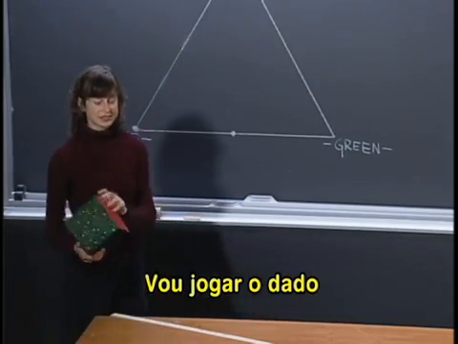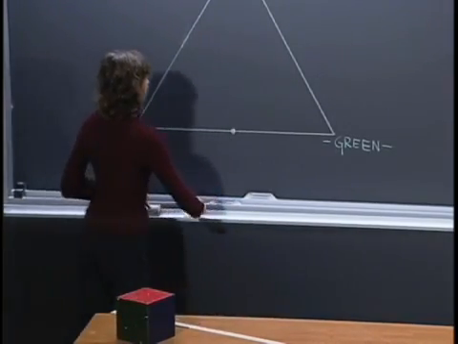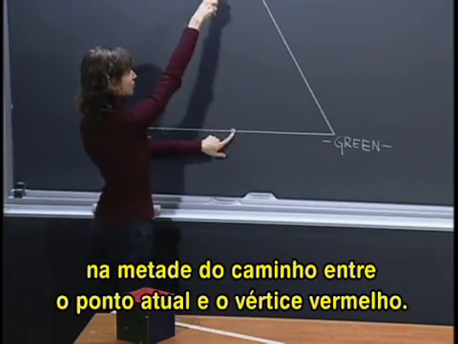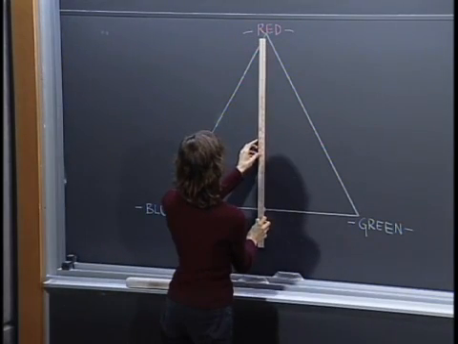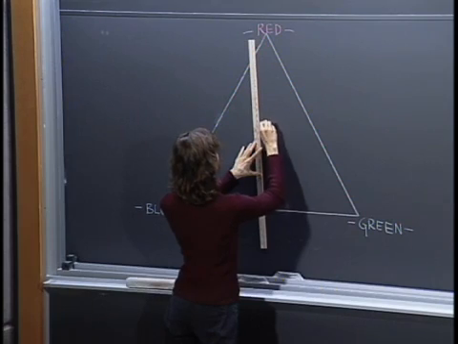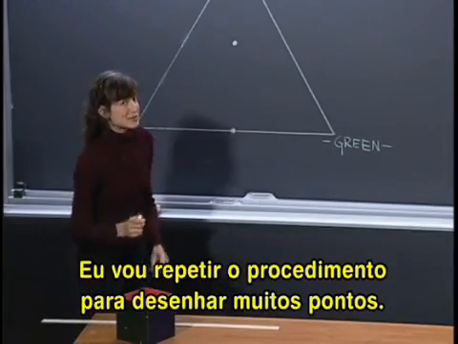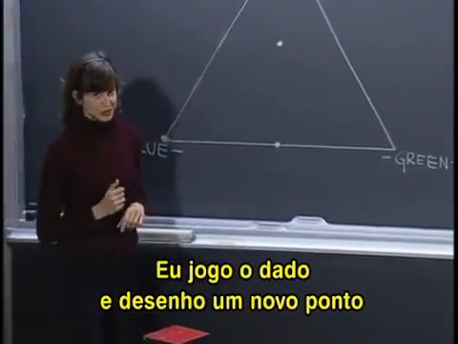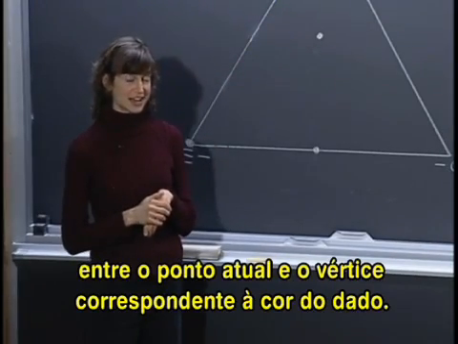I'm going to roll the die, and I've gotten a red face. So I'll draw a new point on my triangle, halfway between my current point and the red corner. So, about here. I keep repeating this procedure, drawing lots and lots of dots, rolling the die, drawing a new dot halfway between my current point and the vertex corresponding to the color of the die.